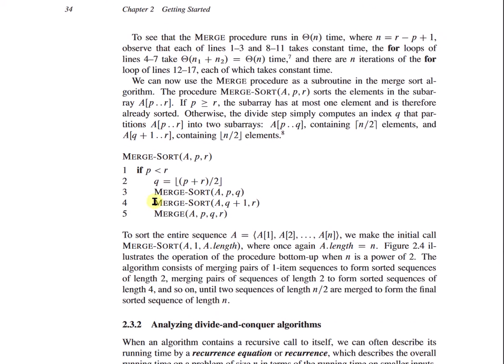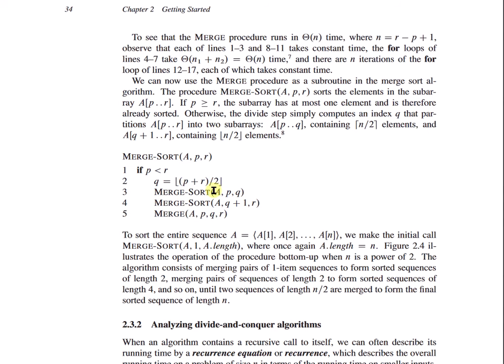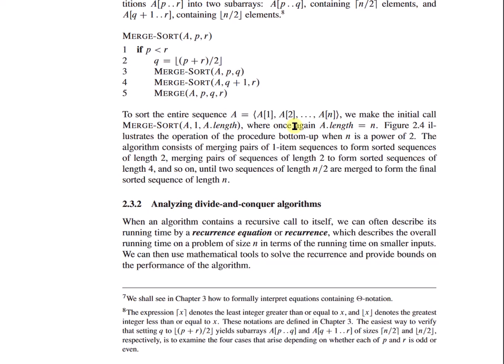No, no, no. They're calling recursively. They're calling the merge sort algorithm itself. So it again goes and divides it, and in the end this would be sorted and this would be sorted, to sort the entire sequence. We make the initial call where once again A dot length equals n.